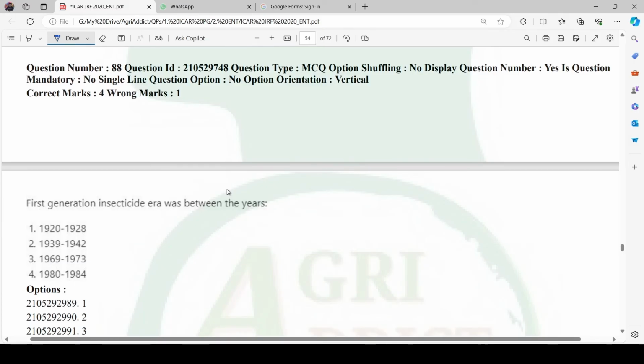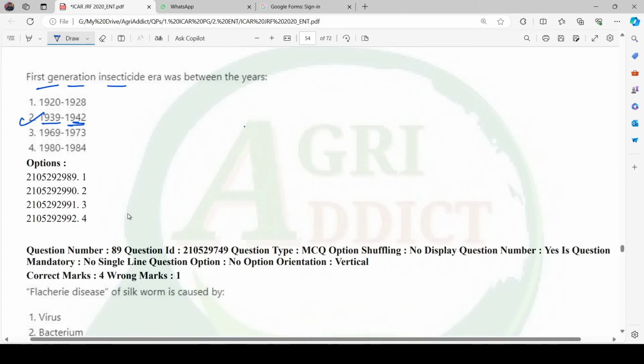The first generation insecticide era was between the years, it is very easy, 1939 to 1942, when Paul Muller discovered the insecticidal property of DDT. At that time it was hugely used in the Second World War for killing mosquitoes and other insects, like human insect pests. Okay. In medical entomology, DDT and the other organochlorines were hugely used in the Second World War. Those organochlorines are first generation insecticides.